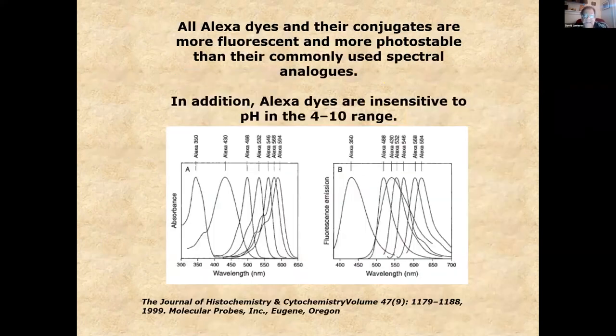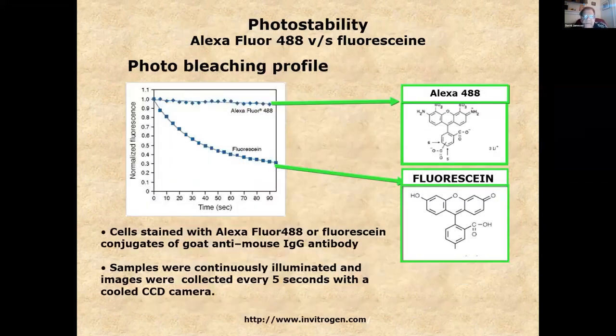So all Alexa dyes are more fluorescent and more photostable than the spectral analogs they're based on. And they have a very wide range of absorption and emission. And this shows the photobleaching profile. I think that was in the original paper. Fluorescein, especially under a microscope, will bleach very rapidly, but the Alexa is much more photostable.